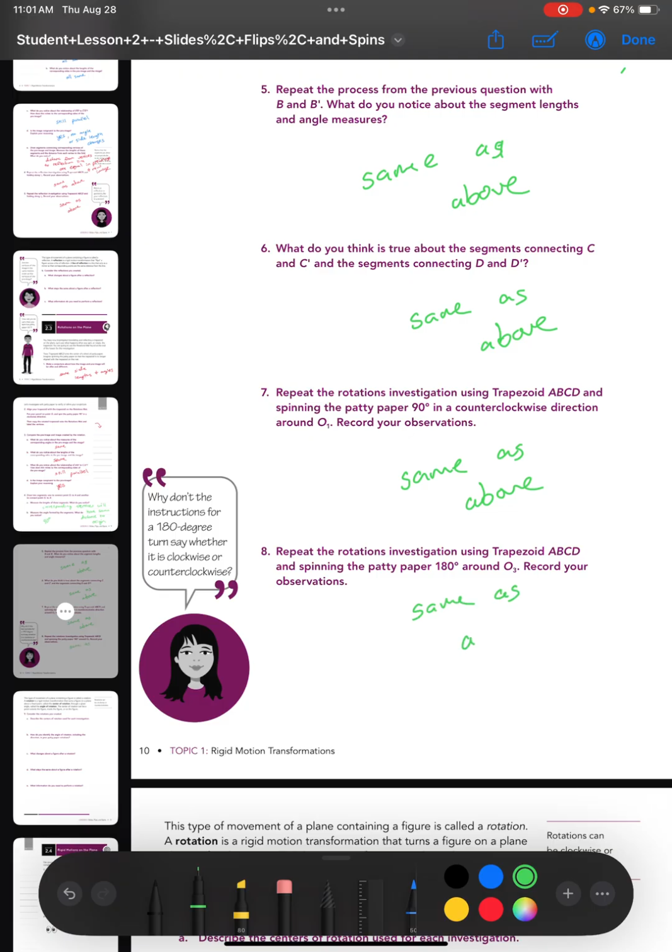All that is reiterating that no matter what angle of rotation we use, you're going to find that those same things have in common. The distance from the corresponding vertices to the point of rotation is going to remain the same.